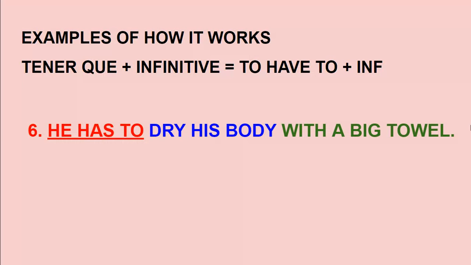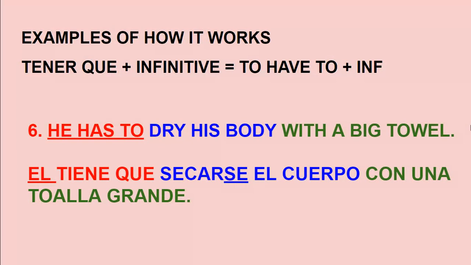The next one is tener que plus infinitive. So we're going to jump down to number 6. So number 6 says he has to dry his body with a big towel. So you got to take it in pieces. So he has to is él what? Let's look at the conjugation. Él something que. So él tiene que. And what is to dry off? Secarse el cuerpo con una toalla grande. So notice that it was in the él form and secarse.